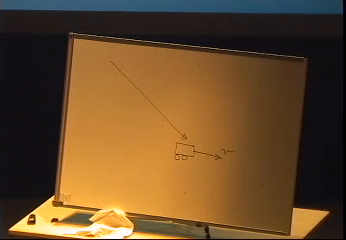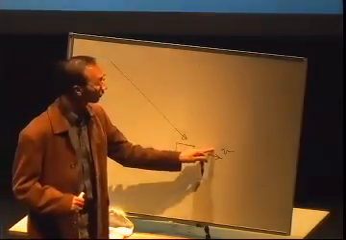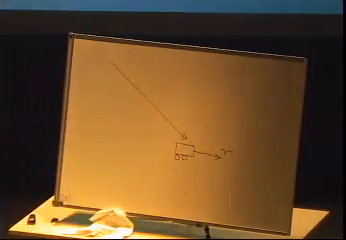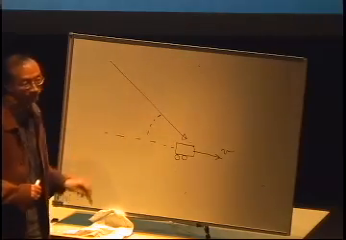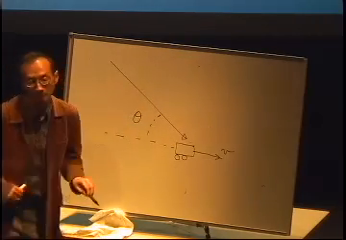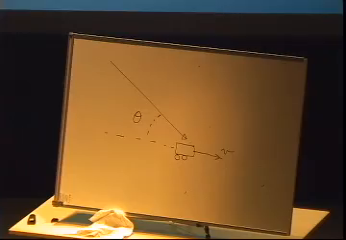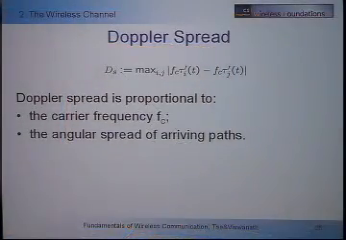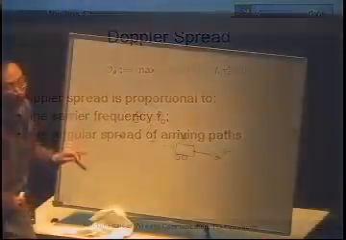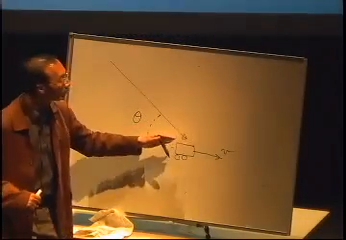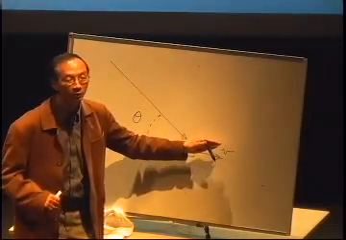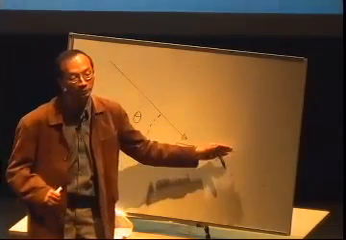So the Doppler shift is proportional to v, of course, proportional to the carrier frequency, but it's also a function of another thing, which is this angle, theta. And why is that? Because remember, the Doppler shift is proportional to the derivative of the change of the delay. Now, if I'm moving at a certain speed, it's not only a function of speed, but also which direction we're moving.